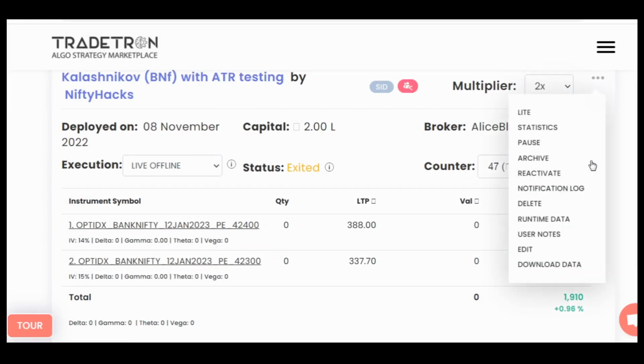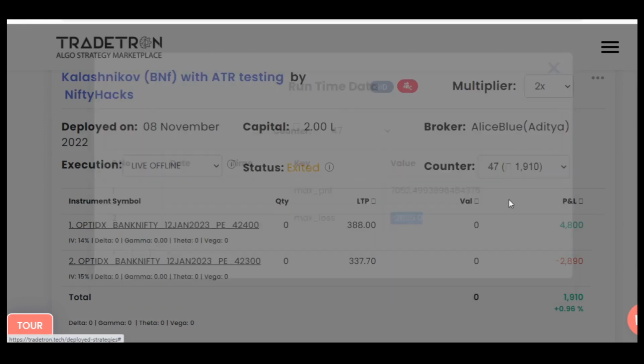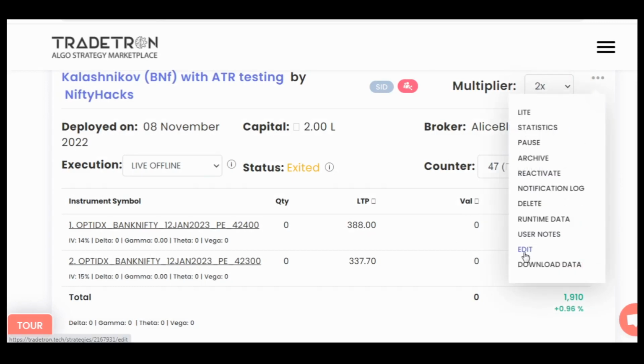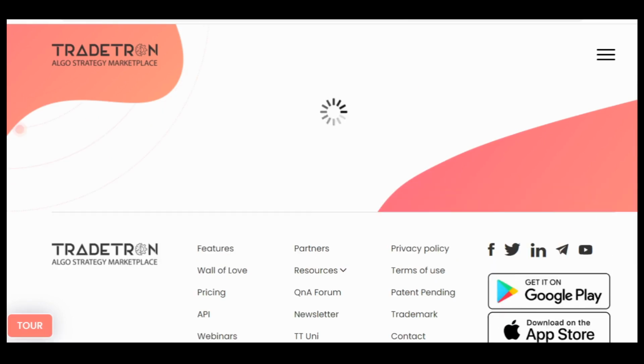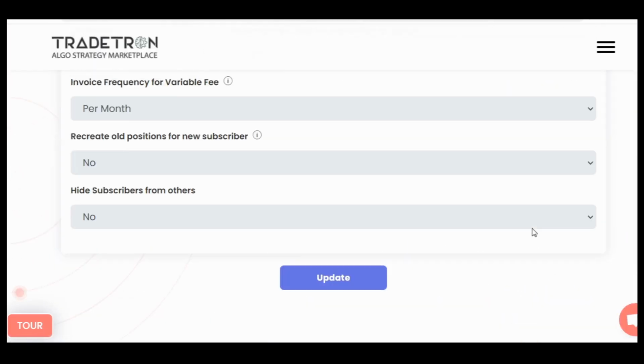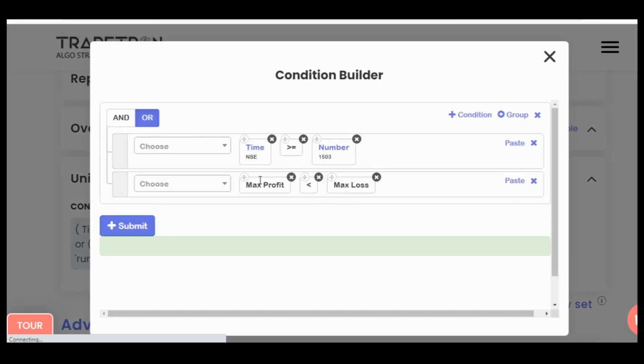For this modified version, let's see. So max PNL is at around 7000. It went up to 7000 in a day today, and max loss went up to this level. This we can see because of the condition we have put in the universal exit. This was also some people's doubt, why I had put this max loss and max profit condition in the universal exit. Because I want to check today's max profit and max loss, and this condition will never match, right? Max profit will never be less than max loss.